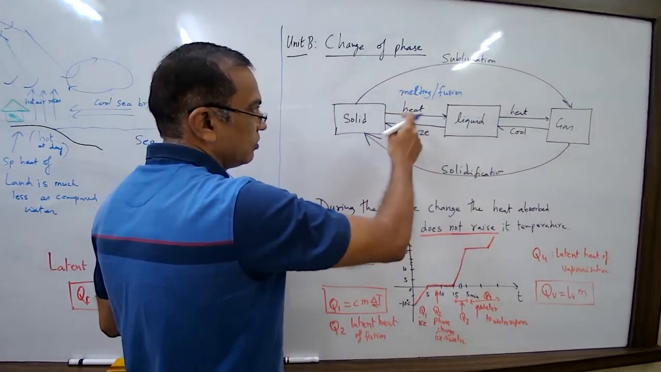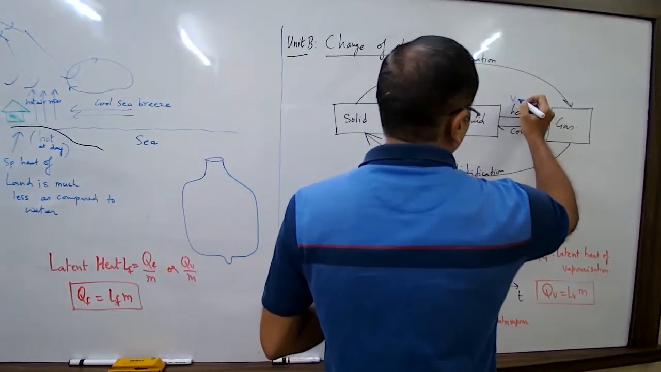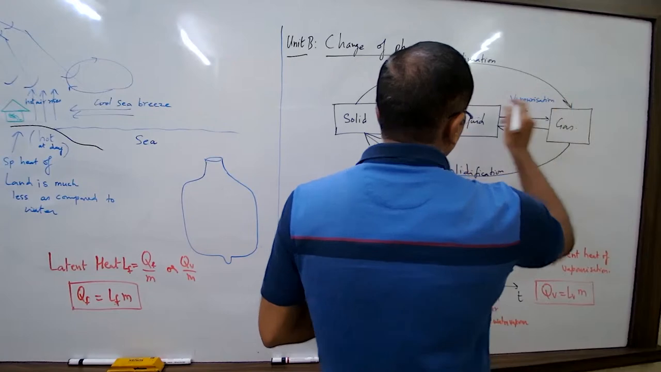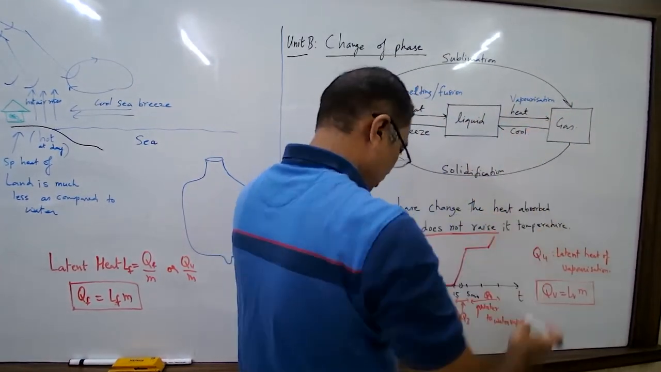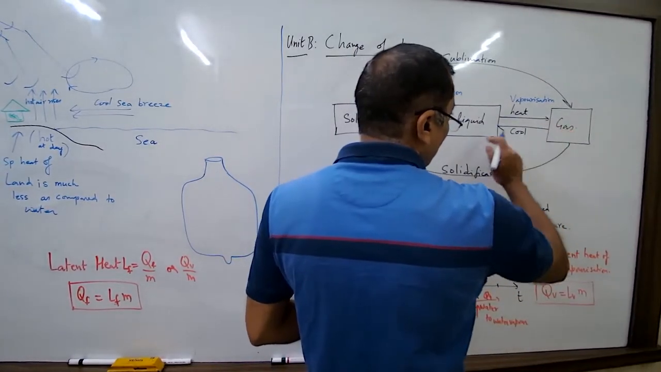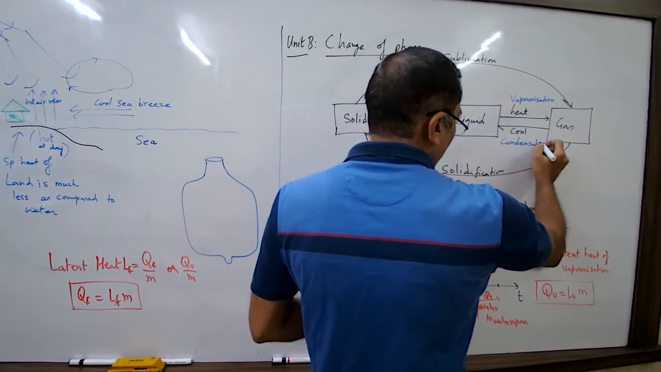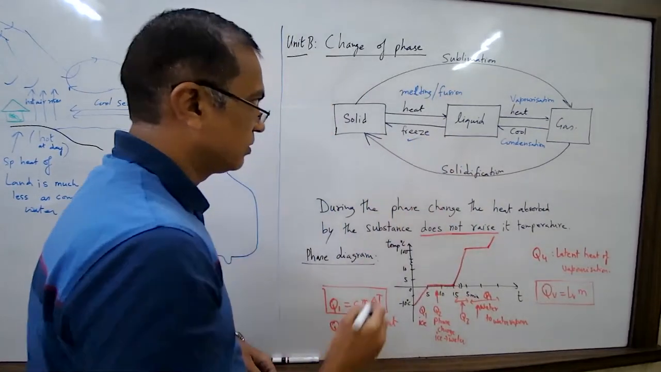And here it is called vaporization. So from liquid to gas, what is the process? Vaporization. And gas to liquid is called condensation. Right? This we already know. And liquid to solid is freezing.